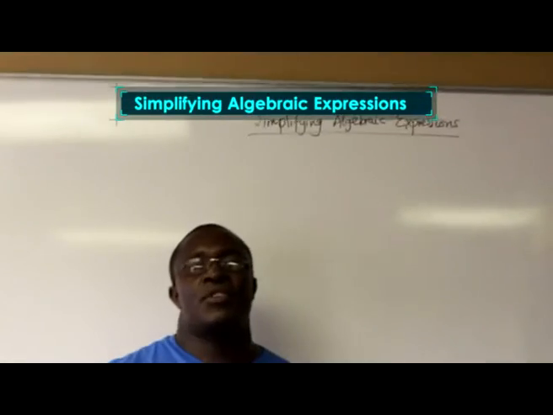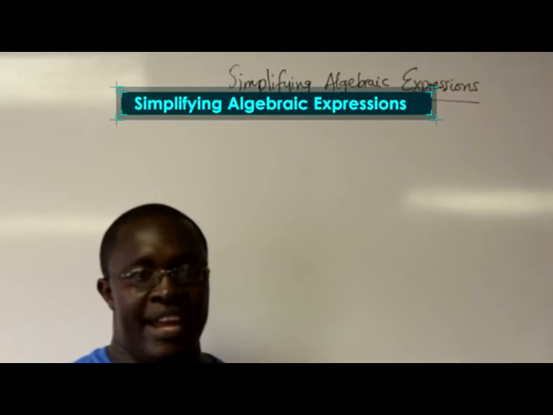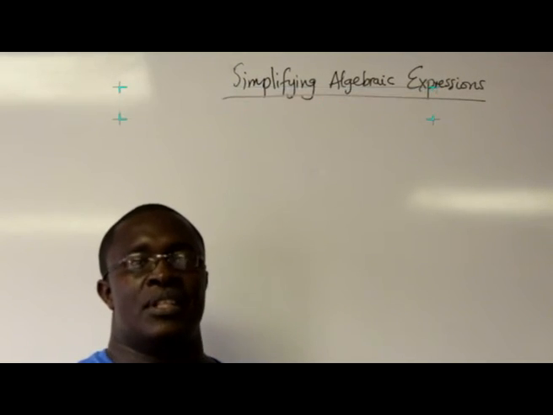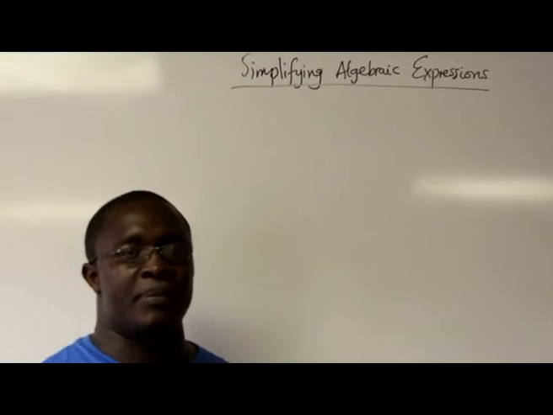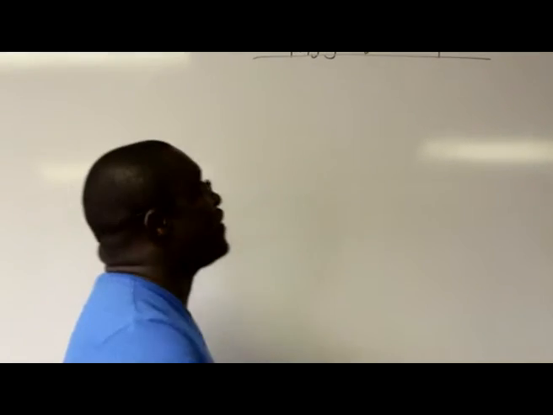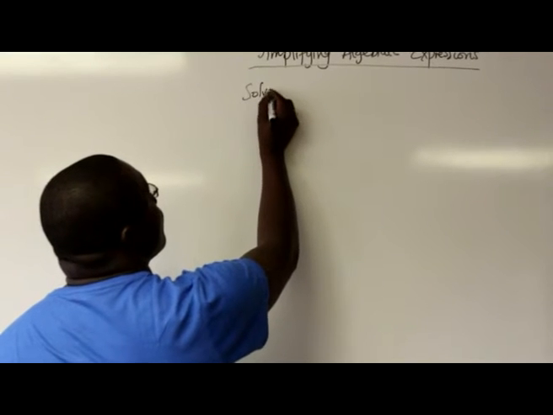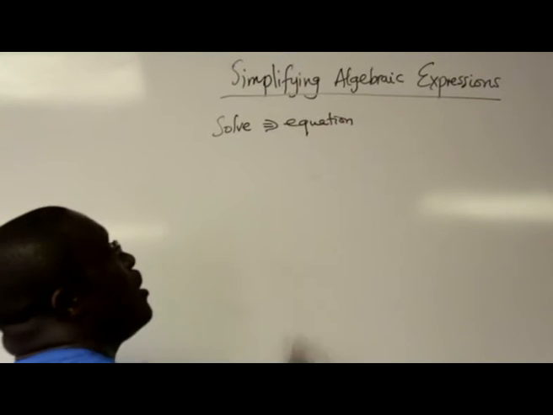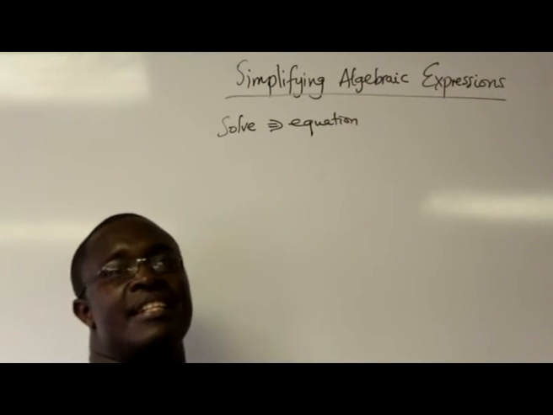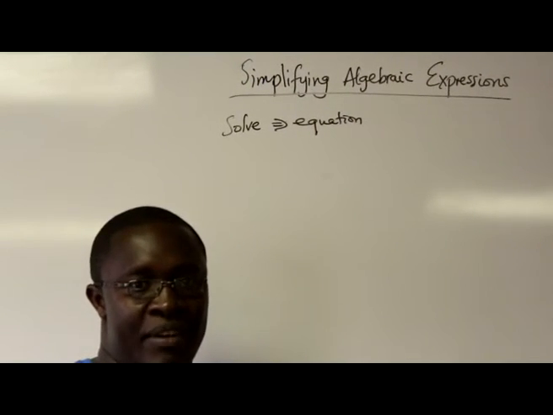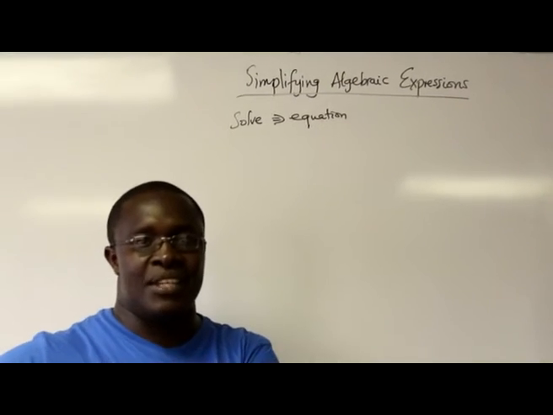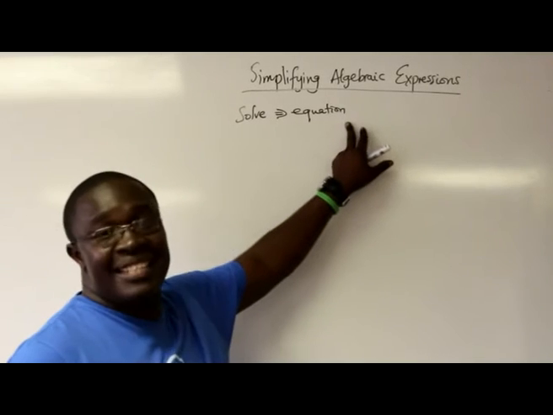Today we'll be talking about simplifying algebraic expressions. You have to be able to understand what the instructions tell you. Say it's in an exam and you're given an algebraic problem. For example, if a question says solve, you only solve if it's an equation, because solving is evaluating the unknown variable such that your answer will be, say, x is equal to something. So solve implies there's an equation.